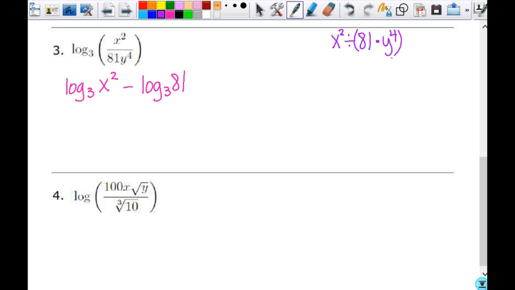So I could put parentheses there, but then I'd end up having to distribute. What's really happening there is I have x squared divided by 81 divided by y to the fourth. Because even if I had a fraction and a fraction, wouldn't it end up like that after I simplified it? You with me on that? So I'm still dividing by the rest of this. So this is log base 3 of x squared divided by 81 and divided by y to the fourth. So if I'm not going to put any parentheses there, then that's another minus log base 3 of y to the fourth. Does that make sense to you?